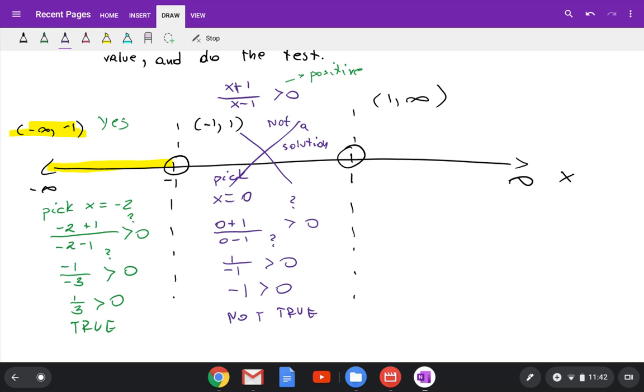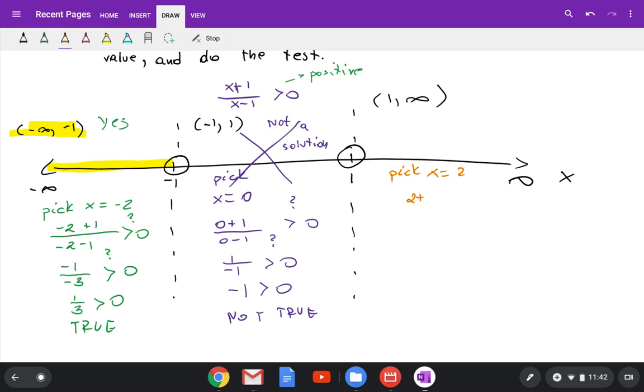And one more, okay? Let's pick any number from the last interval. So the last interval is from 1 to positive infinity. I'm going to pick x equals 2. So I'm going to replace x with 2.